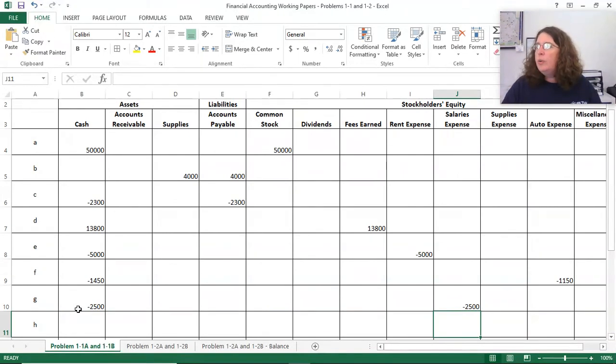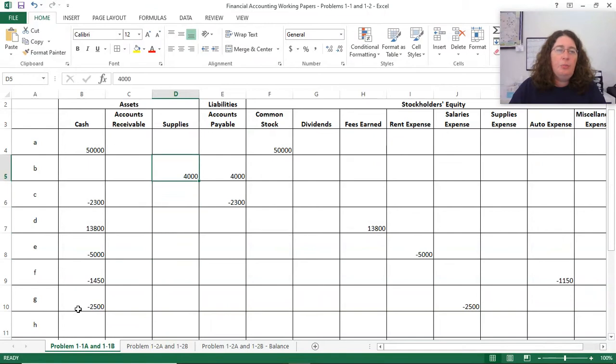Letter H, we determined that the cost of supplies on hand was $2,700. Therefore, the cost of supplies used was $1,300. Now, this one is very unique. This is what's called an adjusting entry. So what we're doing is we are adjusting for the amount of supplies used.